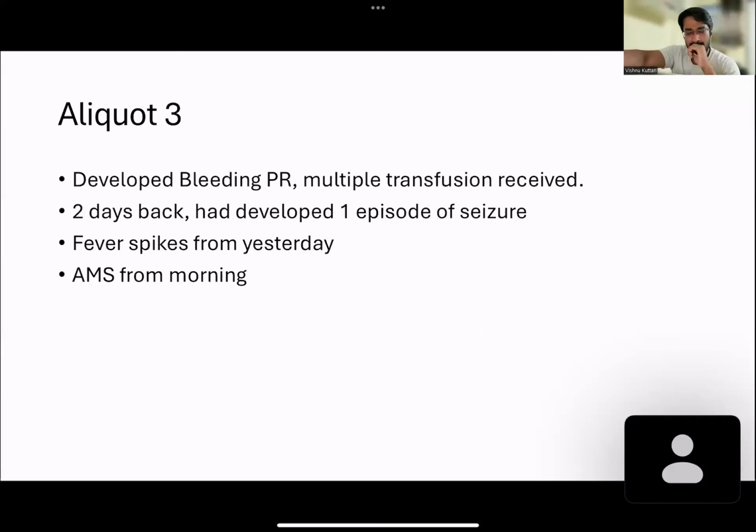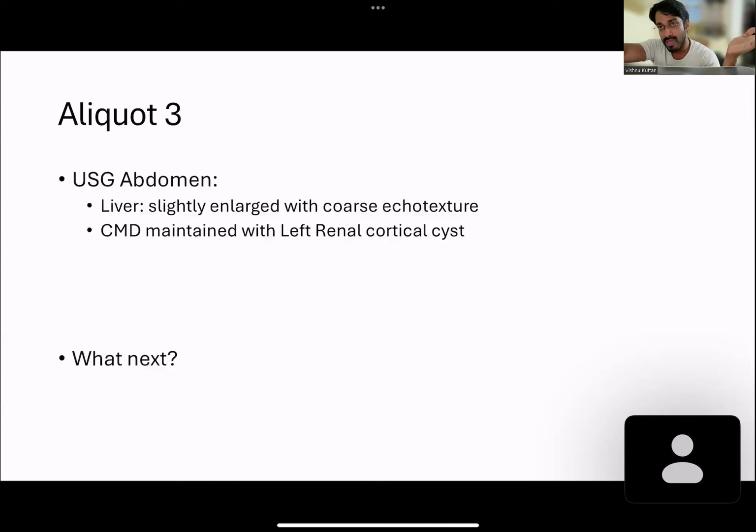Now, he developed bleeding PR. I don't know why, but at this point I asked them, is there any active bleeding PR in the patient right now? They said, no, not right now. And the hemoglobin of 9 showed me that he's not actively bleeding, at least from my side. One episode of seizure, I was attributing it to that. The fever he had, I was attributing it to that. AMS since morning, I was attributing it to that. So with all of this in mind, this was what I did.